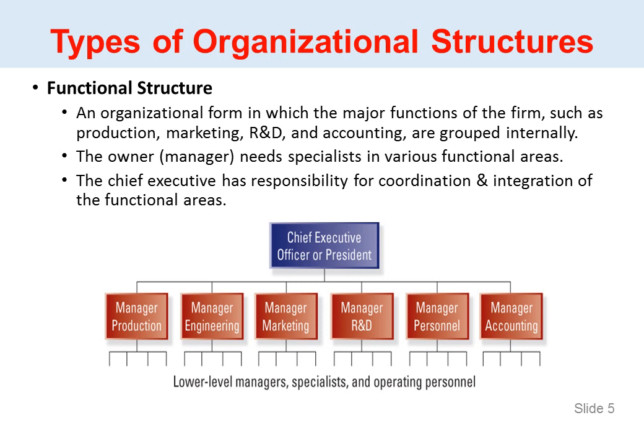This is an organization form in which the major functions of the firm, such as production, marketing, and accounting, are grouped internally. The owner needs specialists in various functional areas. The chief executive has responsibility for coordination and integration of the functional areas under his supervision.